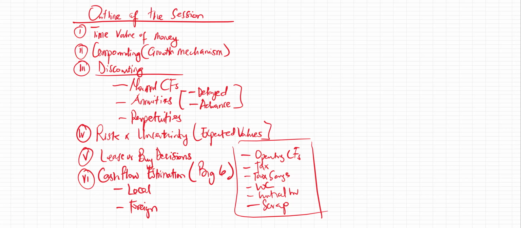Please, can you repeat the big six again? The big six: the operating cash flows, the tax savings, working capital, initial investment, scrap value. Thank you.